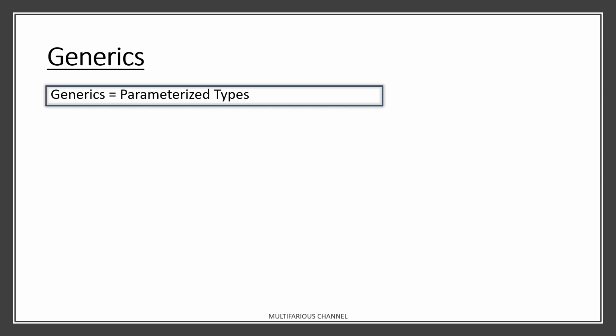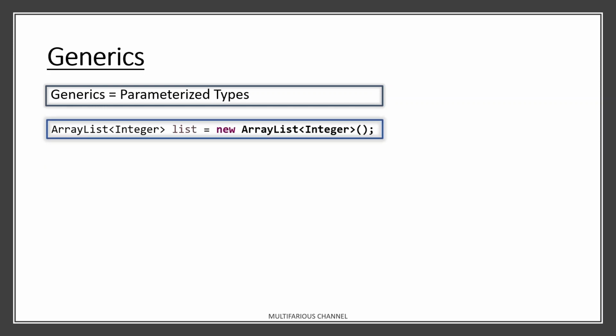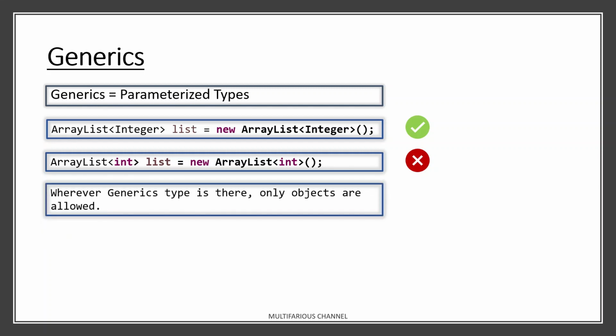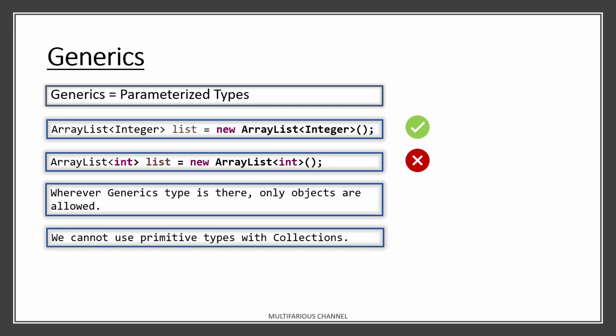So consider the collection framework classes. We can use the list, set, and map with any of the class or the interface. Now if I want to create a list that holds the number, I'll have to write something like this: ArrayList<Integer> list = new ArrayList<Integer>(), and this code will compile successfully. But instead if I write ArrayList<int> list = new ArrayList<int>(), then the code won't compile. So wherever generic type is there, only objects are allowed. We cannot use primitive types with the collections.